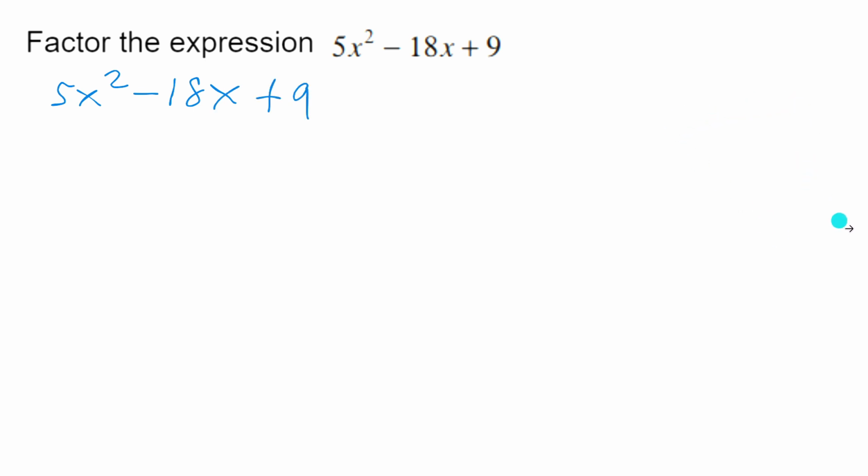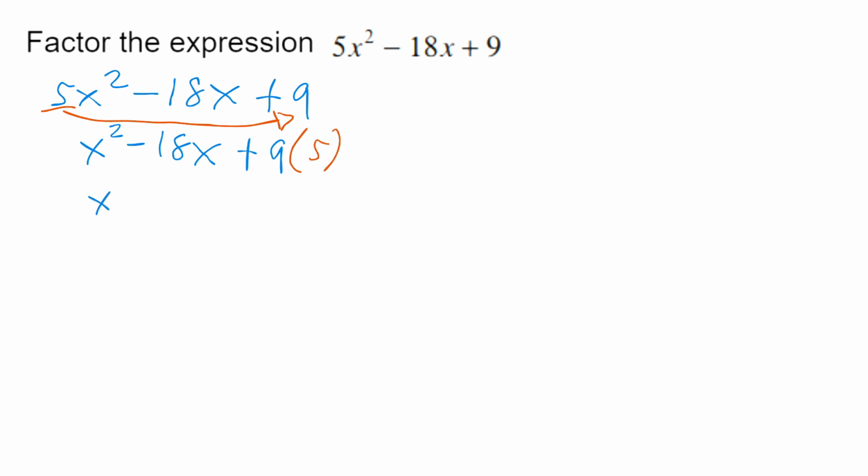So again, analysis. What do we do first? Okay, we need to remove first the 5 on the first term. We will what? Multiply. So it will become now x squared minus 18x plus 9 times 5, right? Times 5 here. Now what do you have?